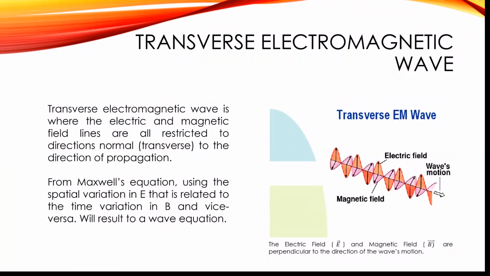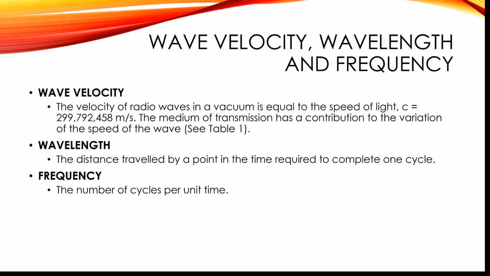A transverse electromagnetic wave is where the electric and magnetic field lines are all restricted to directions normal, or transverse, to the direction of propagation. From Maxwell's equations, the spatial variation in the electric field E is related to the time variation in the magnetic field B, and vice versa, and we will see the result is the wave equation.